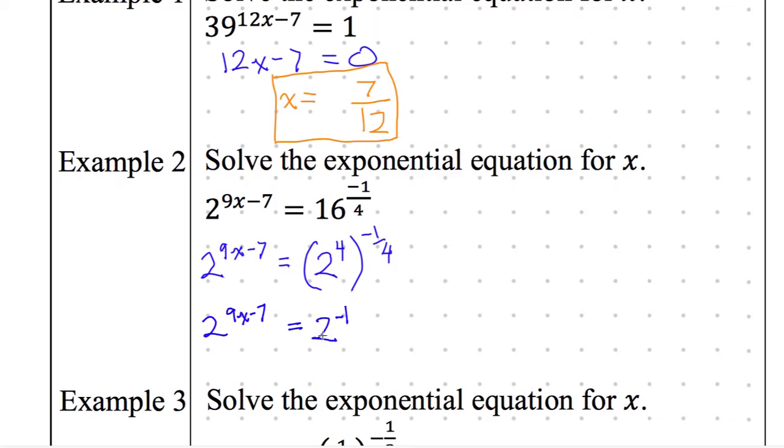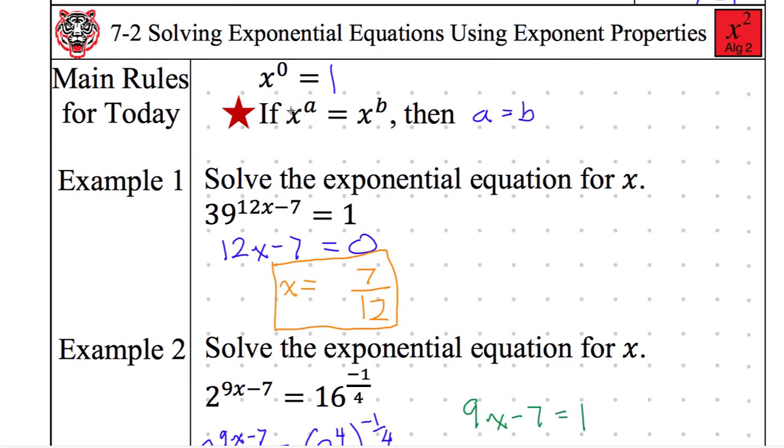Fiona's ready. Any other hands? I don't see one hand out of a classroom of 7. 2 hands out of 7. Fiona, go for it. 9x minus 7 equals negative 1. There it is. 9x minus 7 equals negative 1 because of that second rule.